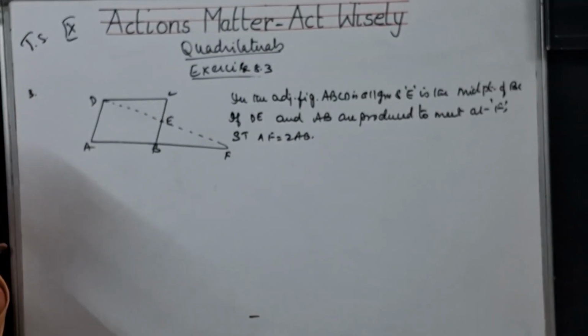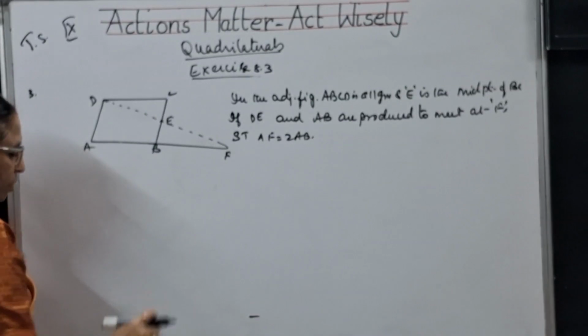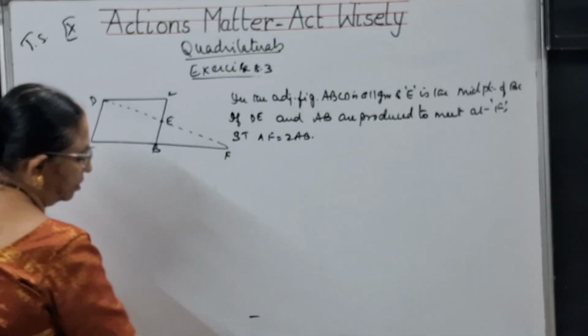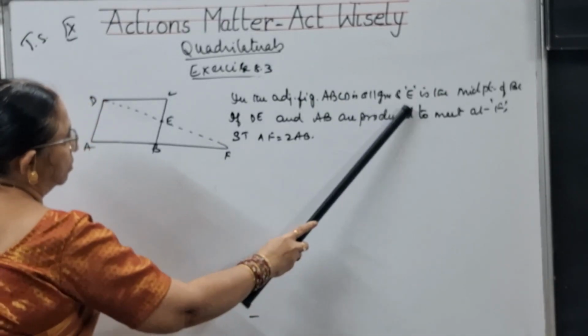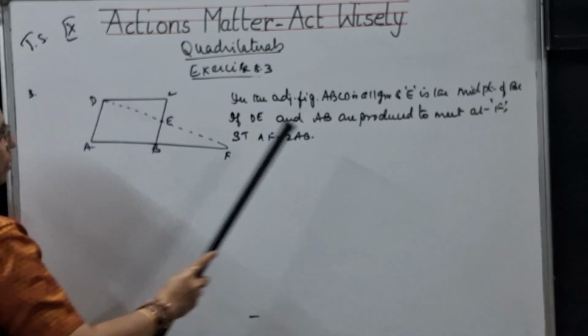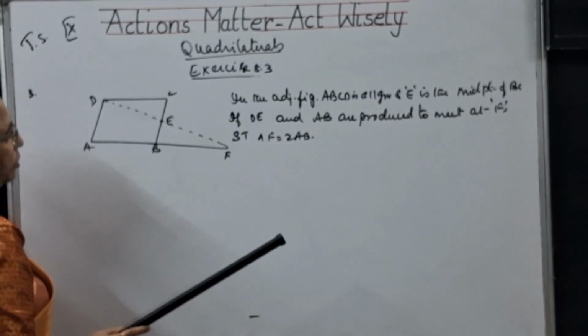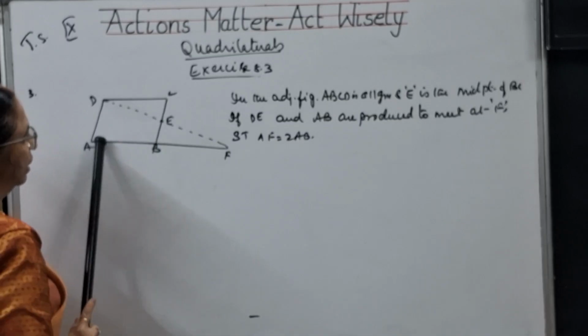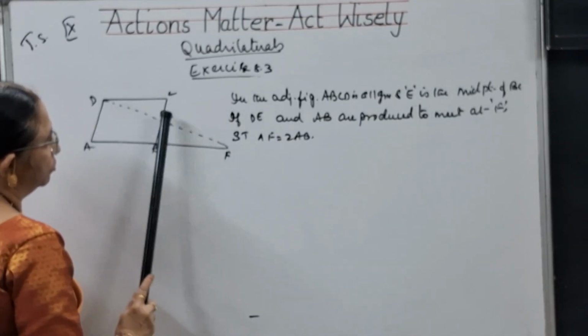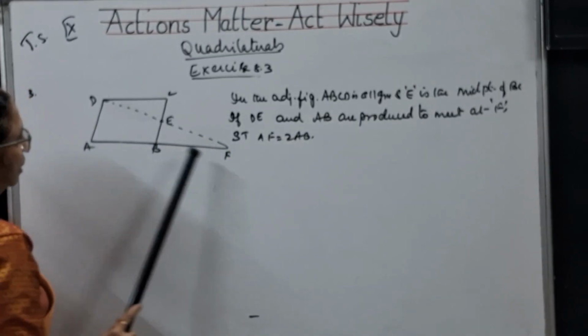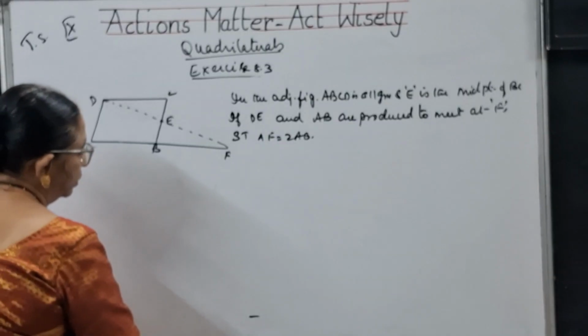Now children, third problem, this is the figure given to you, and the problem is: in the adjacent figure, ABCD is a parallelogram. E is the midpoint of BC. This is BC, E is the midpoint of BC, and DE and AB are produced to meet at F. You have to show that AF is equal to 2AB.